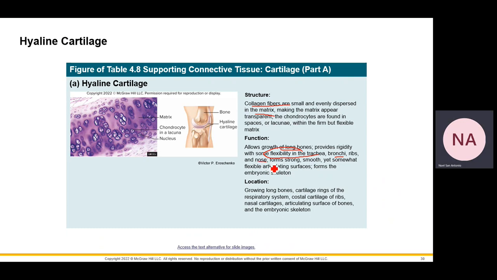It also provides strong, smooth, yet somewhat flexible articulating surfaces in our joints, just like what you see in the picture. Or just imagine, if our bones were not covered with hyaline cartilage, when we jump or when we run, the jarring impact of our weight and gravity on our joints would be too excessive. So therefore, these articular cartilages, joint cartilages, function for shock absorption when we walk, run, and jump. So that is your hyaline cartilage.